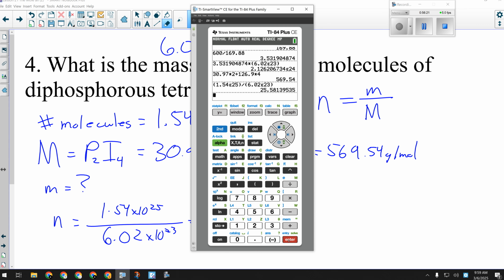Everybody with me so far? Now that I have n and big M, can I get mass? Yeah, I just use the mole equation, right? Now I've got this number and that number. I should be able to calculate m. That's all the time we have today, guys.